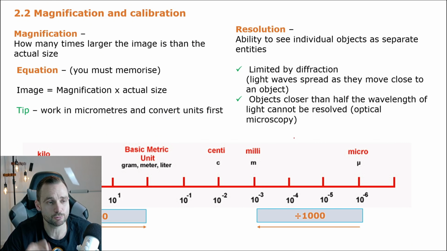It tends to come up really early in A-level biology, and next session we're going to go into the difference between magnification, resolution, and then applying it to different types of microscopy.